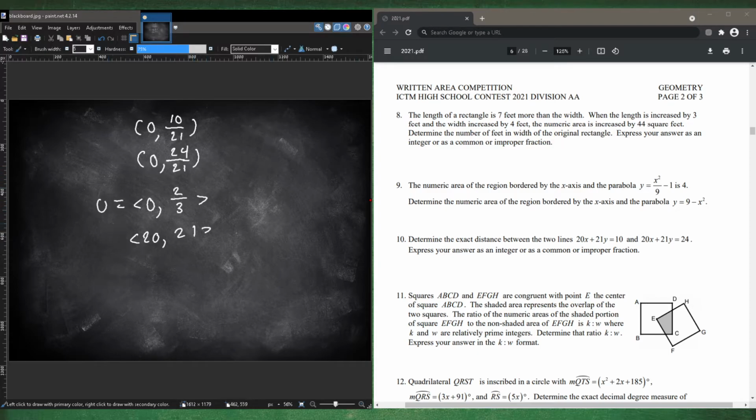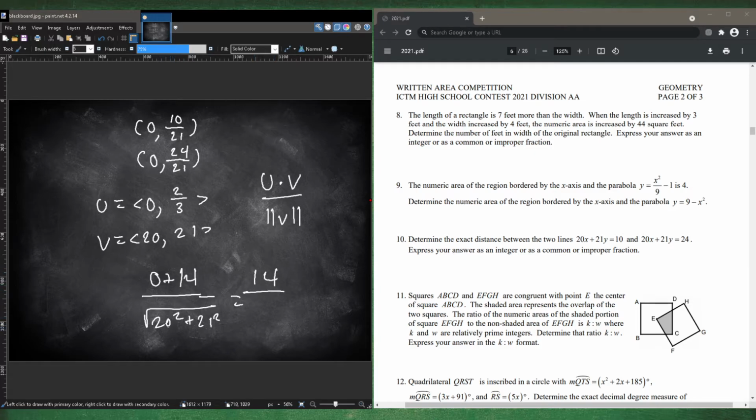Let's just label this, so UV. So the vector projection formula is U dot V divided by the magnitude of V. So U dot V, that's 0 times 20 is 0. And then 2/3 times 21, that is 21 divided by 3 is 7. 7 times 2 is 14. And the magnitude of V is the square root of 20 squared plus 21 squared. So that's 14 over the square root of 20 squared plus 21 squared.